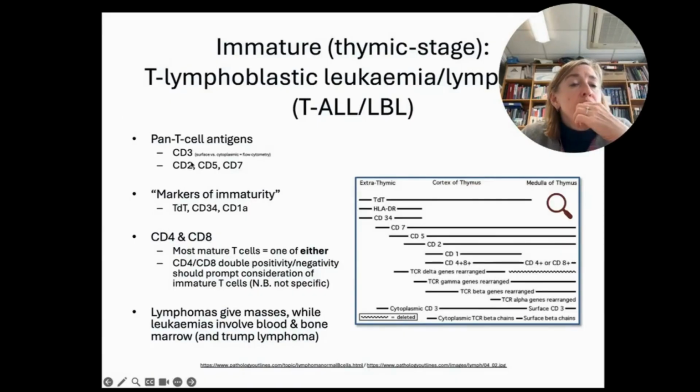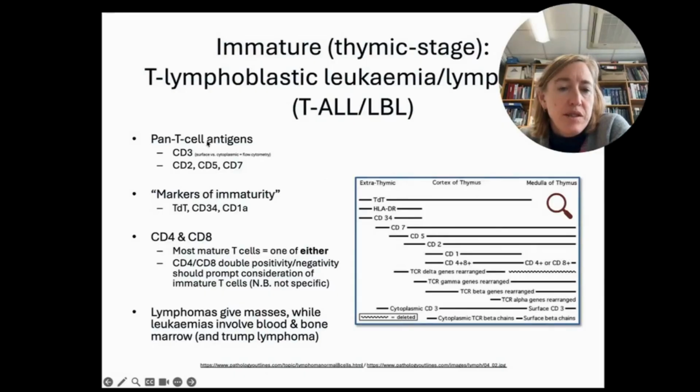So lymphoblastic leukemia or lymphoblastic lymphoma is a T-cell neoplasm. It has to have CD3 on it to prove it's T-cell. It often has other T-cell markers, and it must, or virtually must, always express TdT, and usually CD34 and CD1a, but not always. The vast majority of them are CD4 positive and CD8 positive.